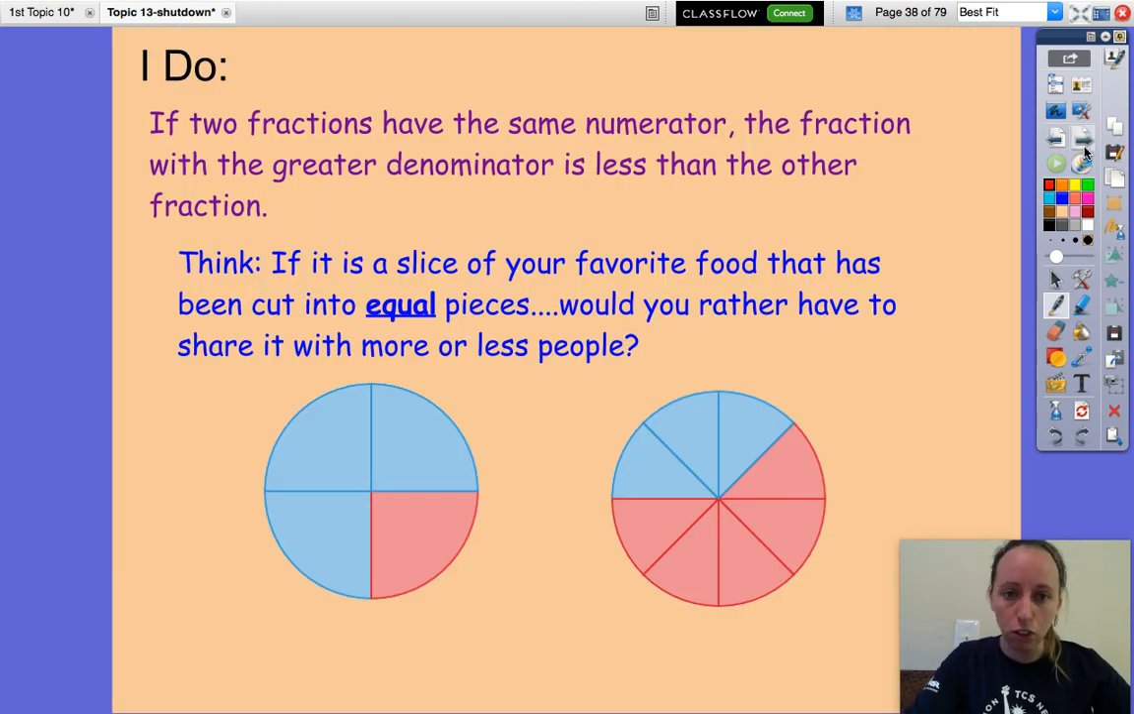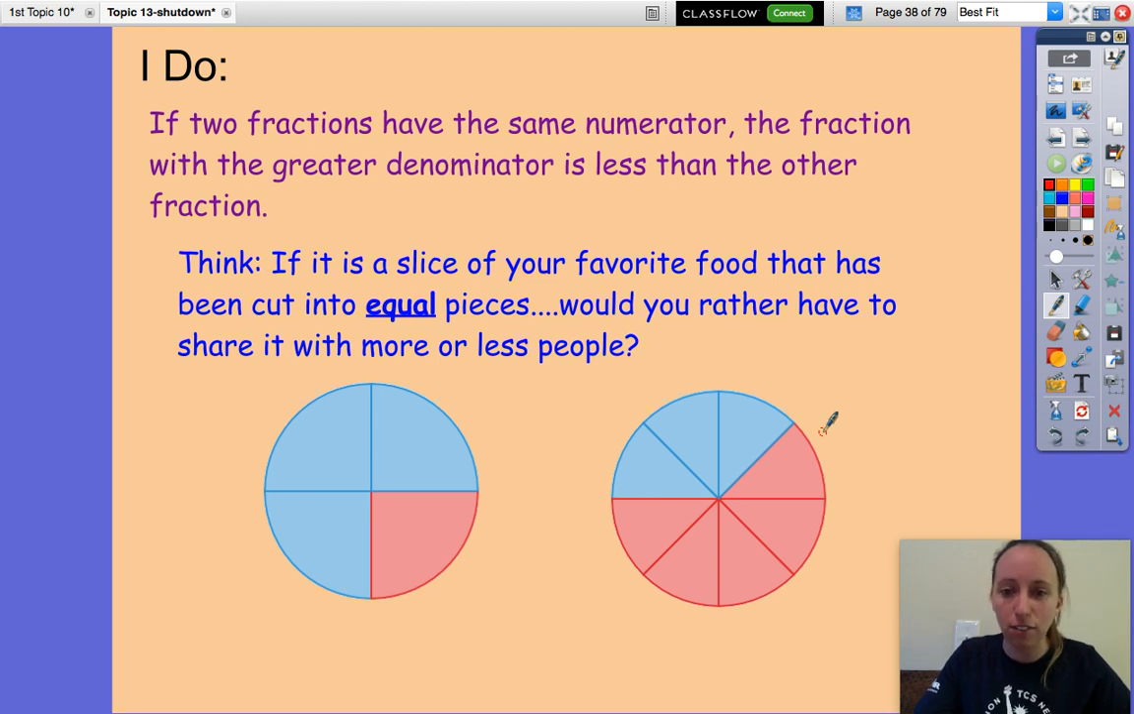Okay, so if two fractions have the same numerator, then the fraction with the greater denominator is less than the other fraction. That's a lot of words. Let's look at an example, okay? And again, I really like to think about food, right? Miss Black loves chocolate chip cookies, so she's going to think about chocolate chip cookies, okay?